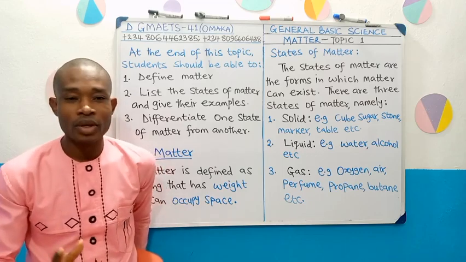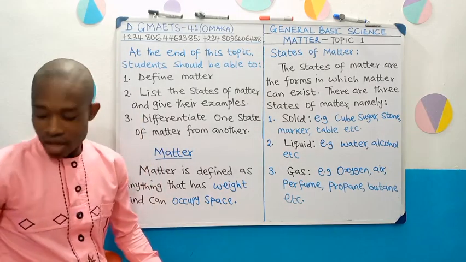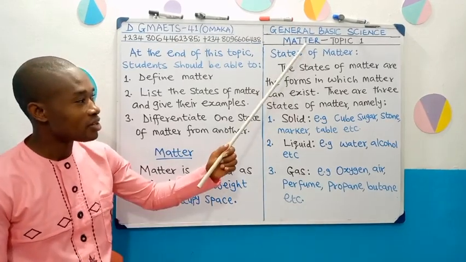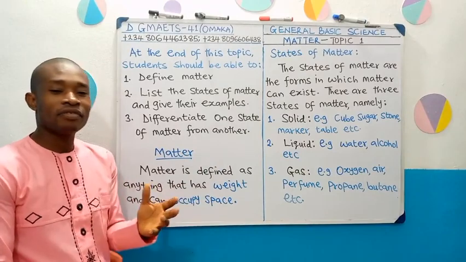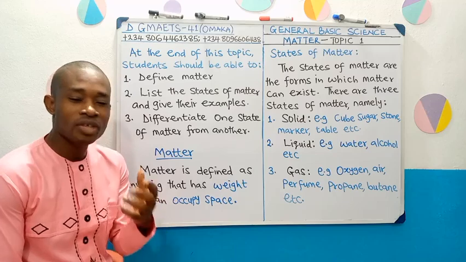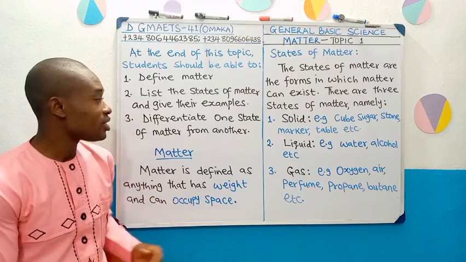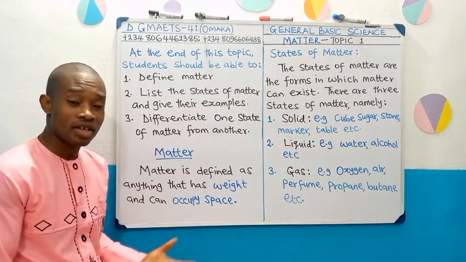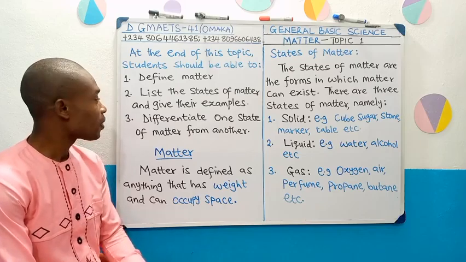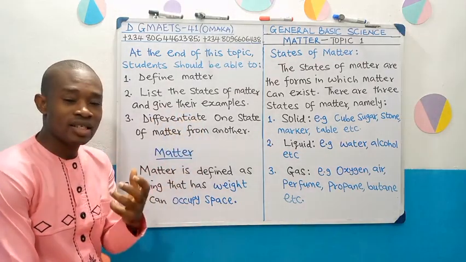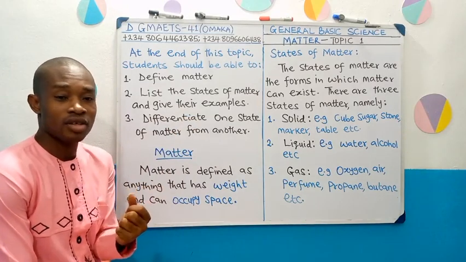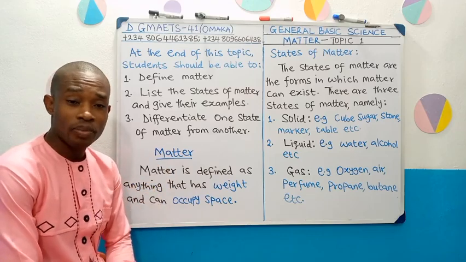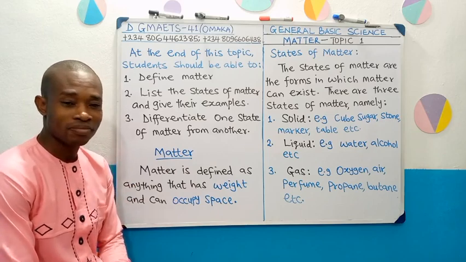In this video, the topic we're going to look at is matter. And this is our very first topic in this subject. At the end of the topic, what are you expected to learn? So let us look at the topic objectives here on the board. You should be able to define matter at the end of this lesson. You should be able to list the states of matter, that is, the various forms in which matter exists, and of course, be able to give some examples of these states of matter.